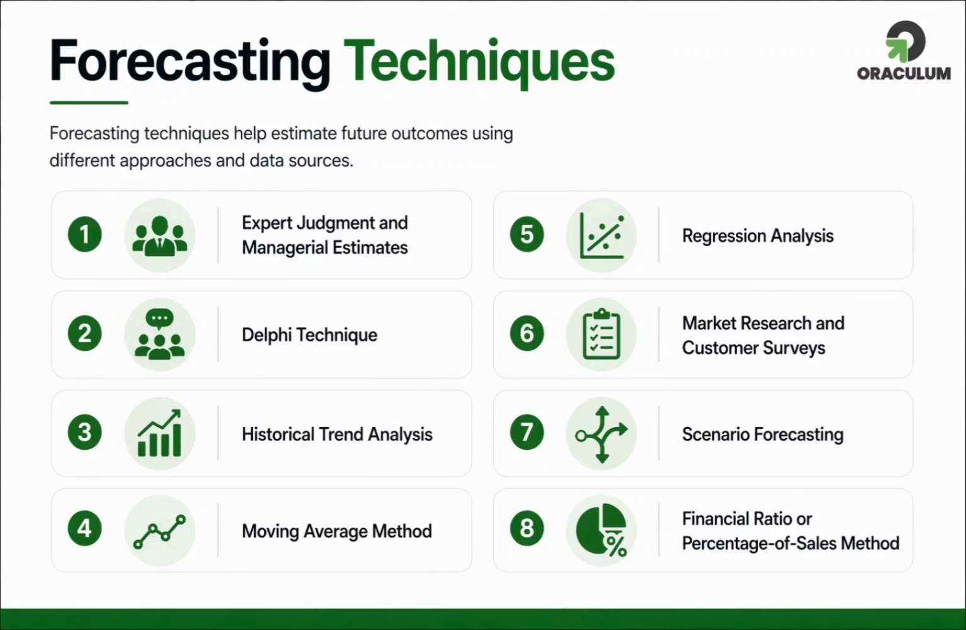6. Market research and customer surveys. Gathers direct customer insights and market feedback to estimate future demand and preferences. 7. Scenario forecasting. Develops multiple possible outcomes to prepare organizations for uncertainty and changing conditions. 8. Financial ratio, percentage of sales method. Estimates costs and expenses based on their historical relationship with sales, commonly used in financial planning.